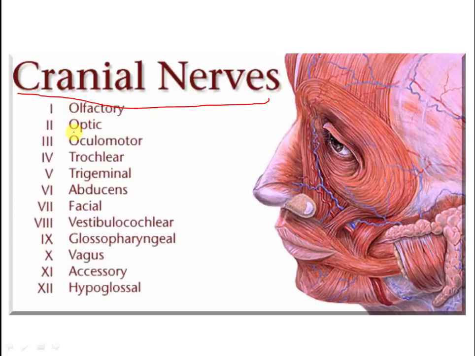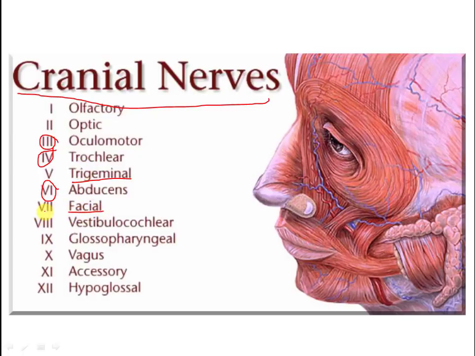Second cranial nerve is the optic nerve. Optic, it's for vision. It carries visual sensations. Here, cranial nerve number 3, 4, and 6. These three nerves move the eyeball. Oculo means eye. Motor, it means that it moves the eyeball. Trigeminal nerve, it's the 5th cranial nerve. Tri, it means that it's going to divide into 3 branches.